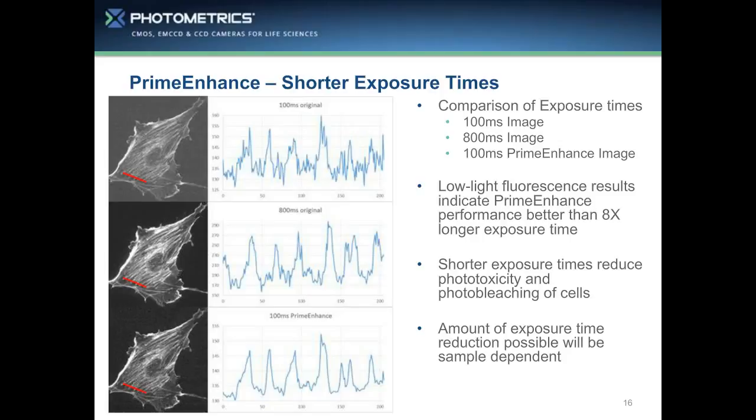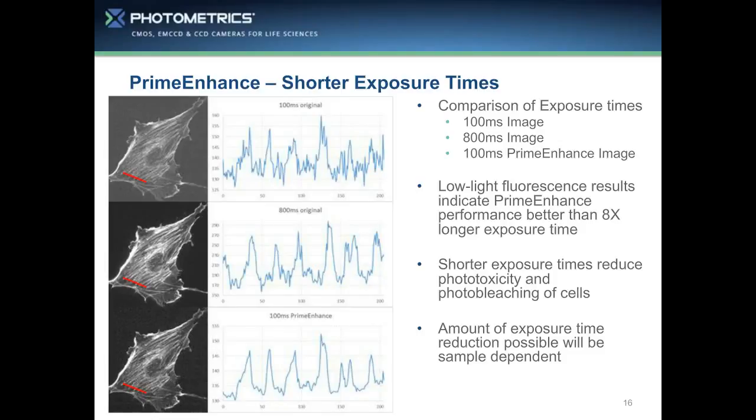But there's trade-offs too. 800 milliseconds means 8 times more light, more phototoxicity, more photobleaching. Your cells are less happy. And the challenge is typically not the imaging, but keeping your cells alive long enough to be able to get the answers or the information you need. So anytime you're able to reduce that, you know, keep your cells happy for longer, the better your results will be.